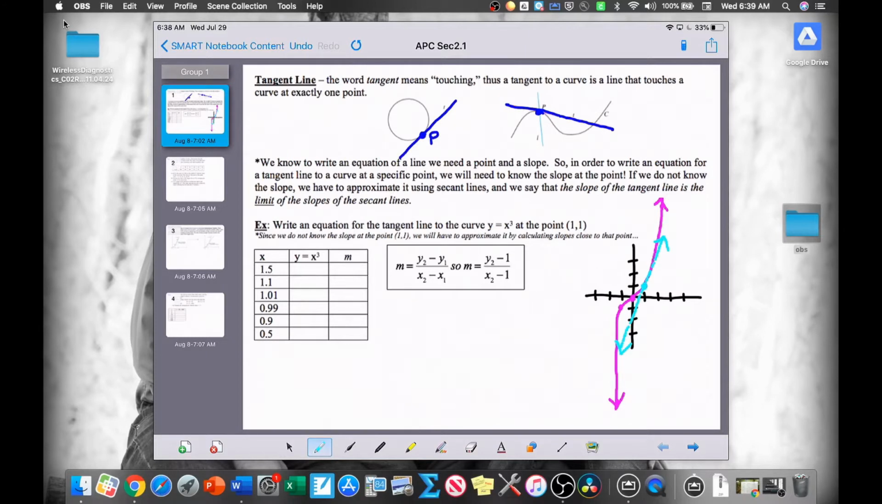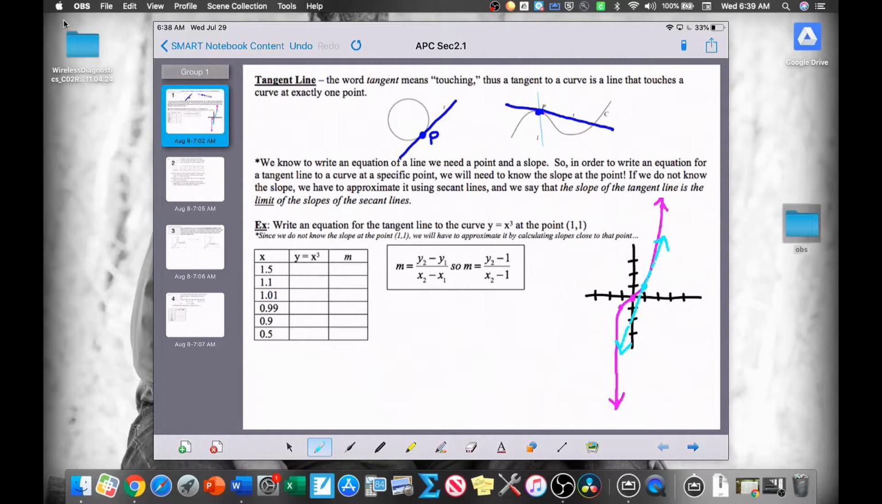All right, so the first thing that we're going to do is I have a little table here. Since we don't really have a way to find the slope at that exact point, we're going to have to estimate it. And so what we're going to do is pick points that are really close to that point, and then find the slope between that point and the point really close to it. And the idea is that if we get closer and closer to x equals 1, then our slopes are going to get closer and closer to the slope at that point of tangency. All right, so let's start with x equals 1.5.